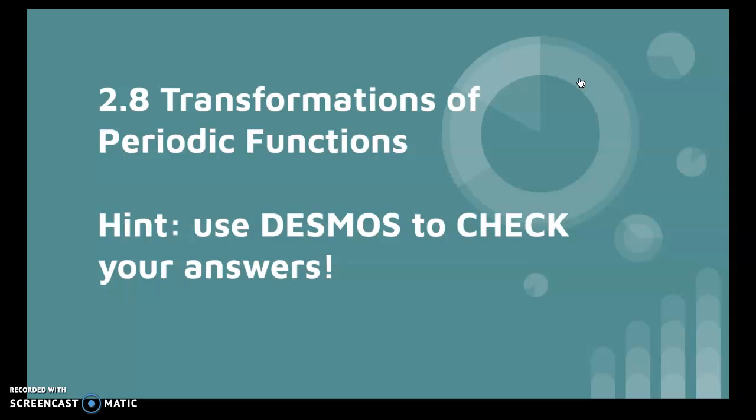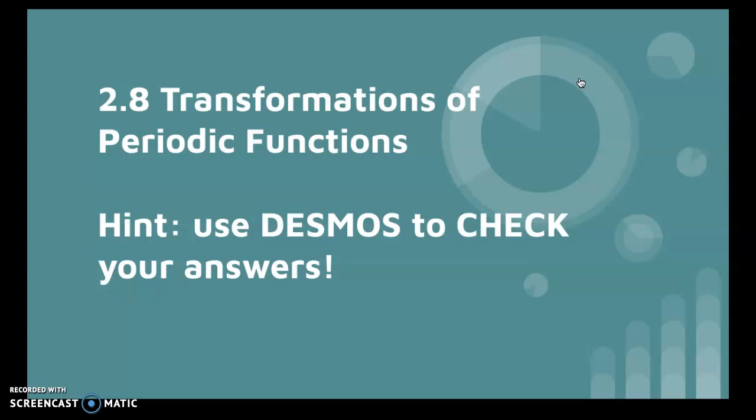Today we are doing lesson 2.8, transformations of periodic functions. Last class we reviewed what a periodic function was, what they look like, how to graph them, how to read a graph, how to get certain information off of them, like the period, the cycles, amplitude, etc. So today we're going to start moving these graphs around exactly how we moved graphs around with the quadratics.